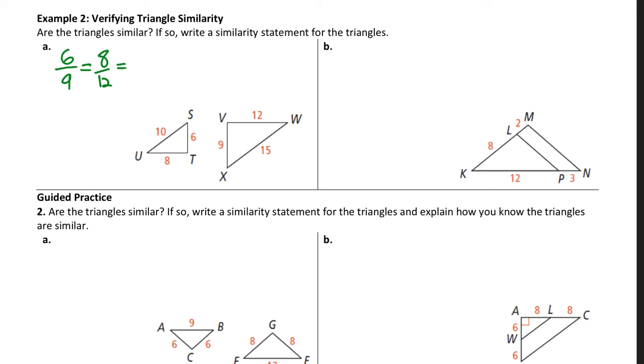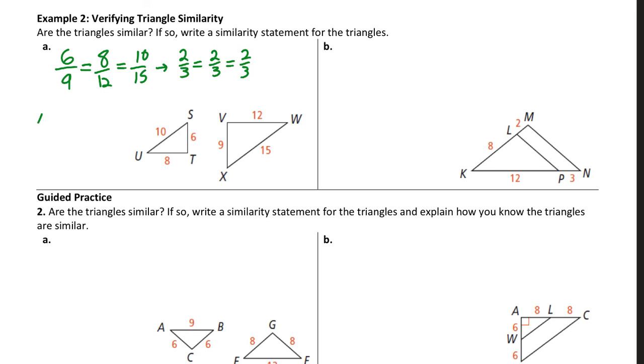And then I would compare 10 and 15. So basically the smallest side compared to the smallest side. Simplifying this, 6 over 9 becomes 2/3. 8 over 12 becomes 2/3. 10 over 15 becomes 2/3. So the triangles are similar. And I'm going to say just the statement, the similarity statement.